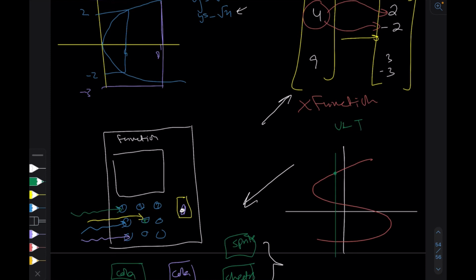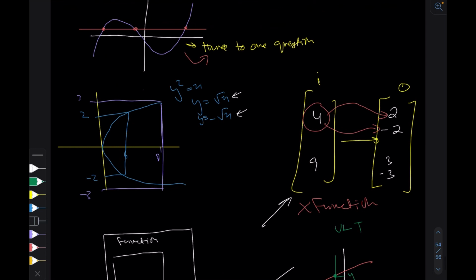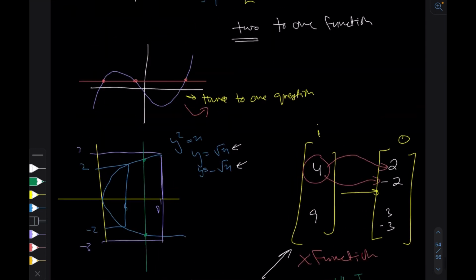And here we see that it intersects at 3 points, hence it is not a function. For it to be a function, it must only intersect at 1 point because one input, one value of x, should only give one output for it to be a function. So for example, if I drop a vertical line here, it intersects at 2 points, hence it is not a function.